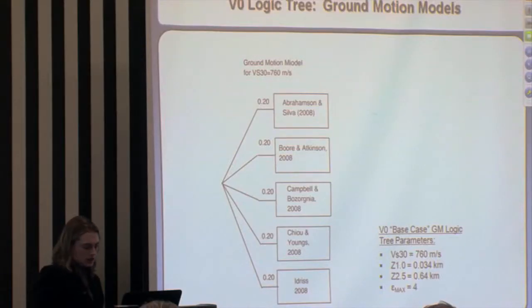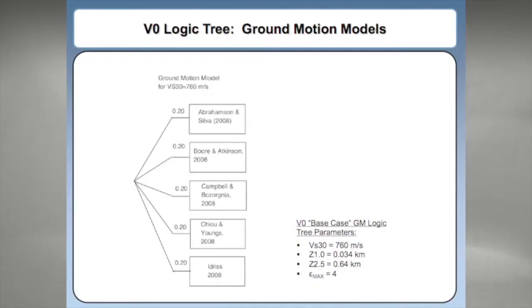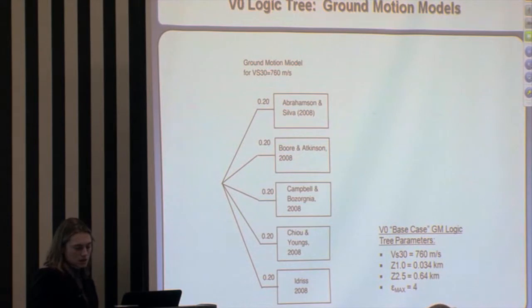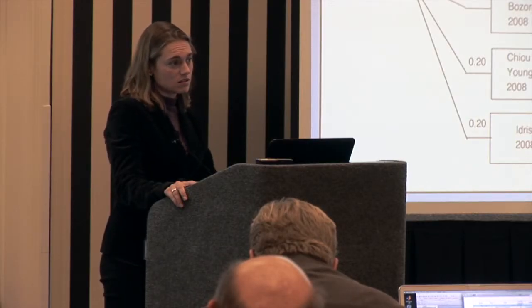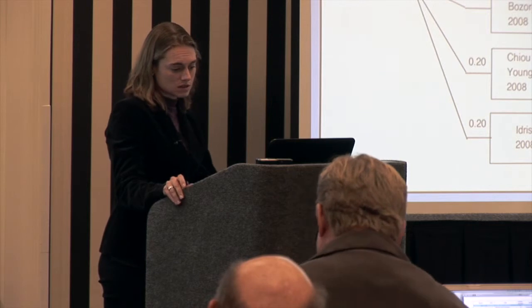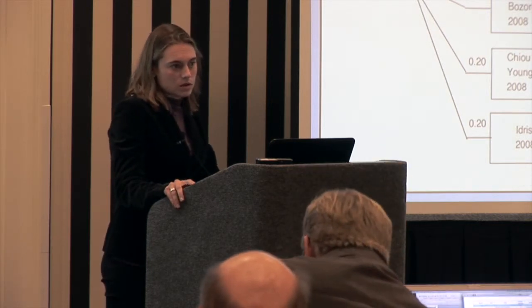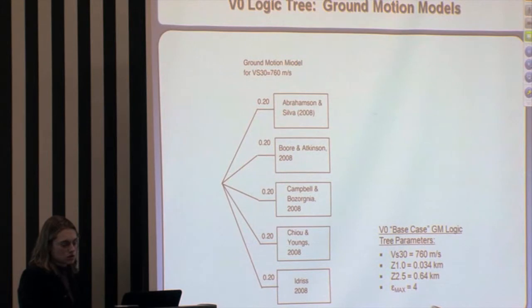Okay, Nick just discussed this. I'll go kind of quickly through it, but these branches represent the ground motion models from the version 0 logic tree. So we used the 5 2008 NGA models. Each of the models received equal weight in this logic tree. And for the base case parameters that we input into those models, we used a reference site condition with a VS30 of 760 meters a second. And then Z1.0 and Z2.5 values were chosen to be appropriate for that reference site condition.